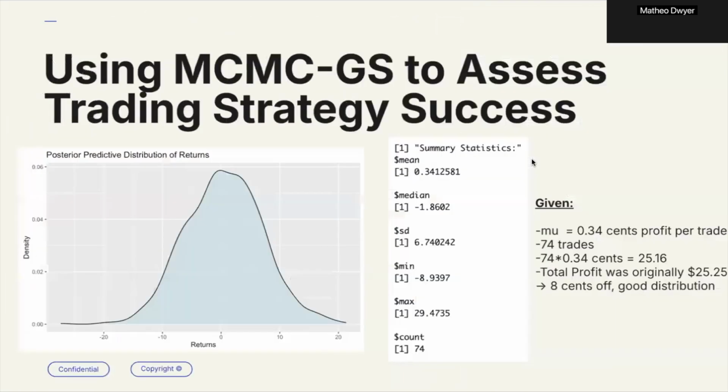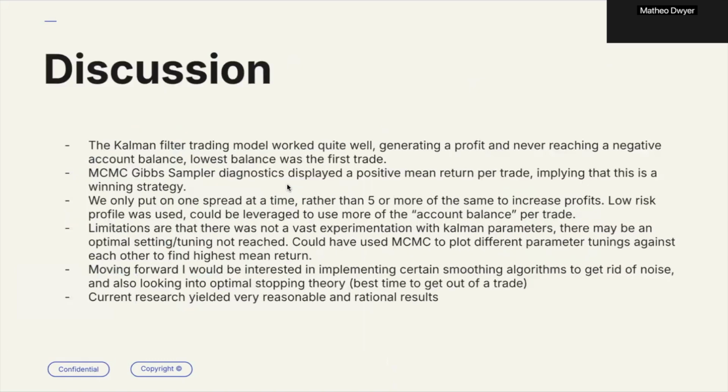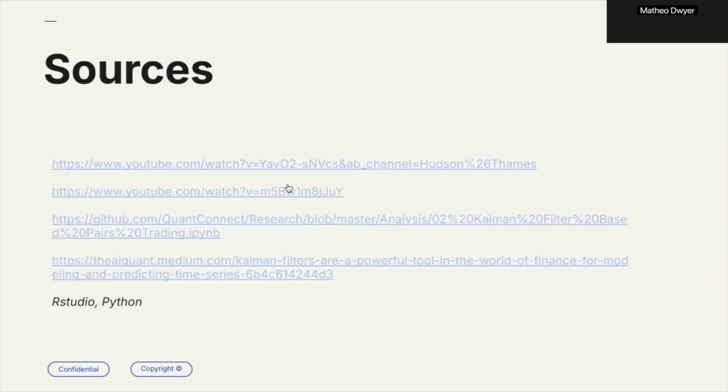But yeah, we'll be using the MCMC Gibbs sampler to assess the success of our trading strategy, how good it is, and I'll be using RStudio for that. I'll also be doing a little conclusion and discussion. But yeah, if you would like to see how Bayesian methods can be used in stock market applications, I would love to show you a bit on that.